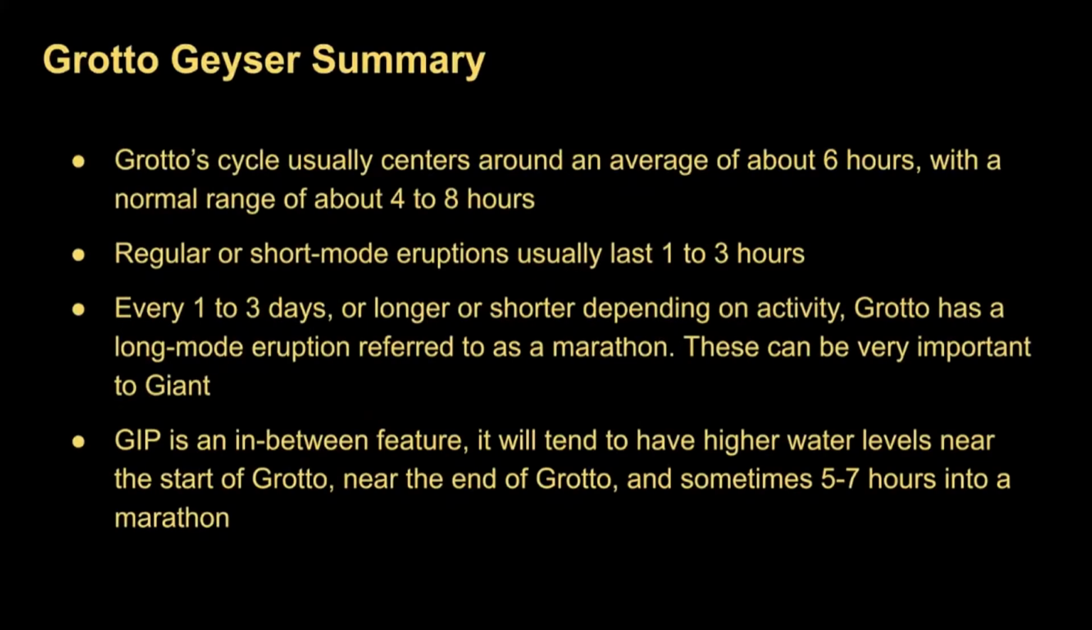And just quickly, this last point, the GIP is kind of an in-between feature of the two, and it will tend to have higher water levels near the start of Grotto, near the end of Grotto, and sometimes 5 to 7 hours into a marathon. And those are times when you can get strong hot periods. And that I think holds true even if we're not in an active phase. So even if it's been some months since the last eruption, as long as you're having hot periods, at these times, the start of Grotto, the end of Grotto, and sometimes deep into a marathon, that water level will come up in the GIP and you have a chance for Giant.